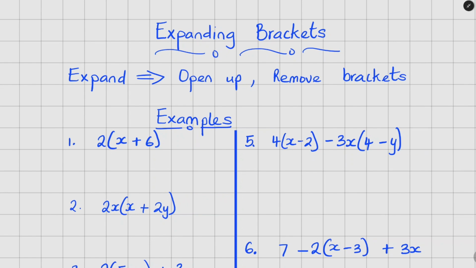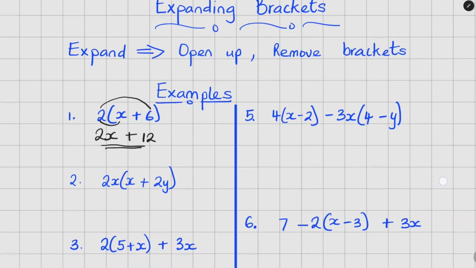Let's dive right in. Question number 1 says 2 into bracket x plus 6. Remember, I said expanding the bracket means multiplying what is inside the bracket by what is outside the bracket. So we have 2 times x, which is going to give us 2x, and then 2 times 6 is going to give us plus 12. Remember, 2 times x and then 2 times 6. You need to do both of them and write down your answer. We're done with that one. On to the next question.